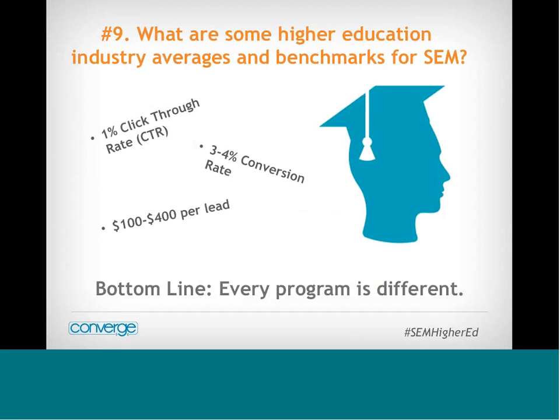With a 1% click-through rate, you're doing pretty well. Again, it depends on what programs you're advertising. A 3 to 4% conversion rate, maybe even a little bit low on that, but you're doing pretty good if you have that. Cost per lead can range from $100 to $400, higher or lower. This is really a wishy-washy answer, but the bottom line is every program is different. It depends. So just understand, if you're getting conversions, that's good. If you're getting a good cost per lead based upon what your marketing department would determine that should be, you're doing good. So look internally for that a little bit.